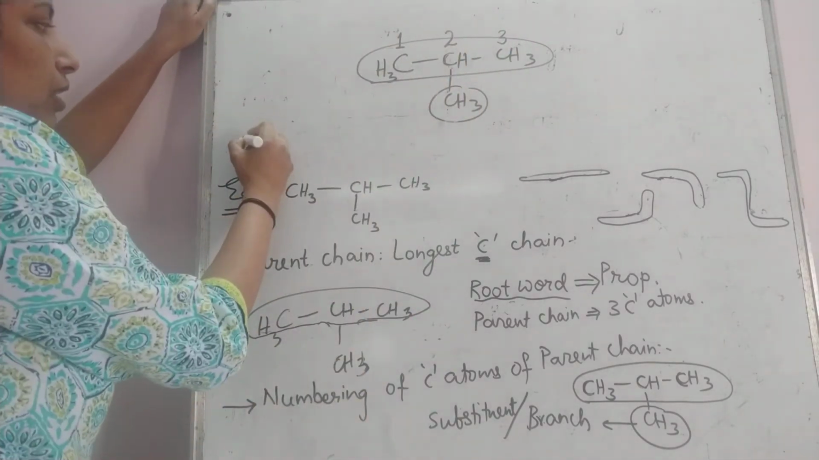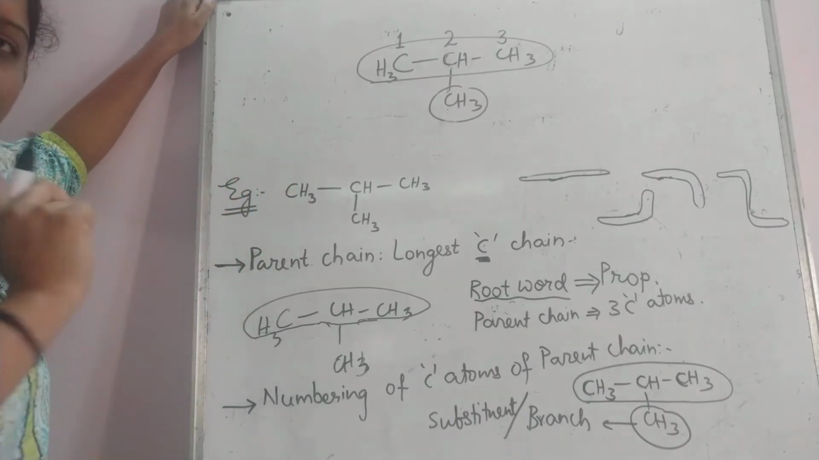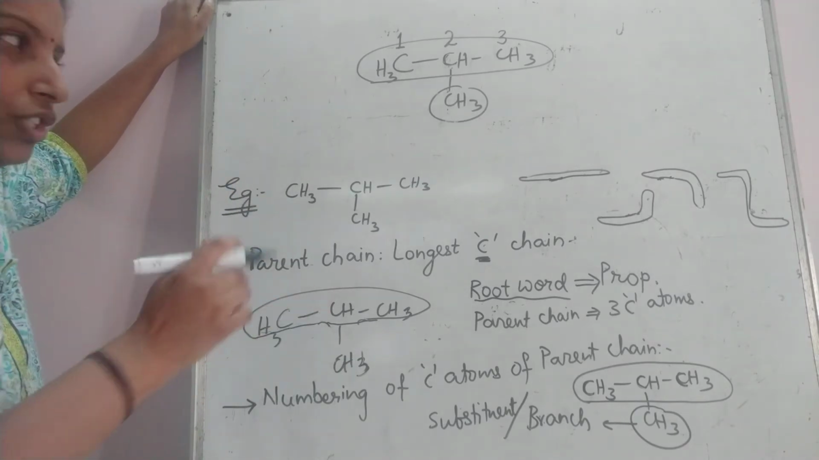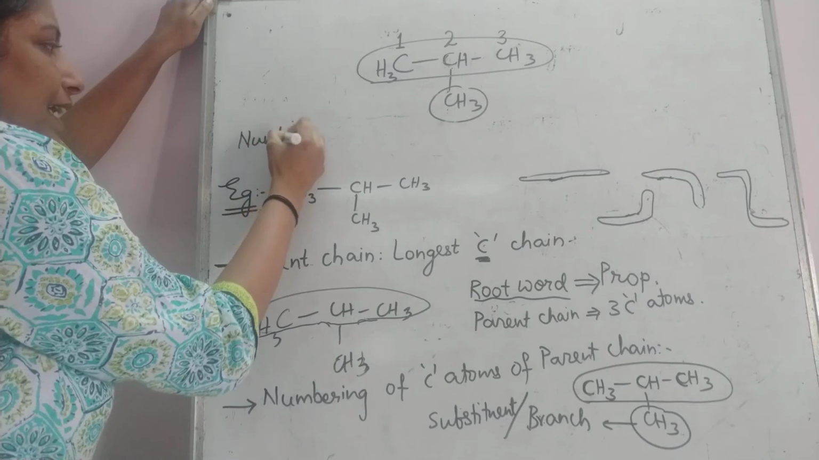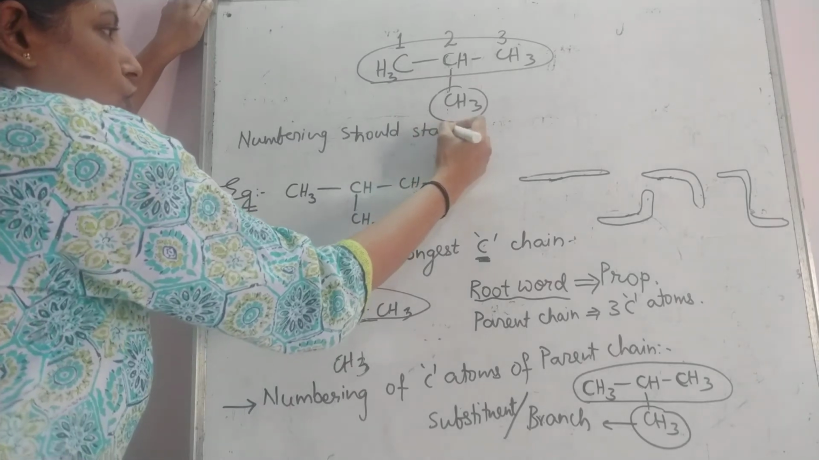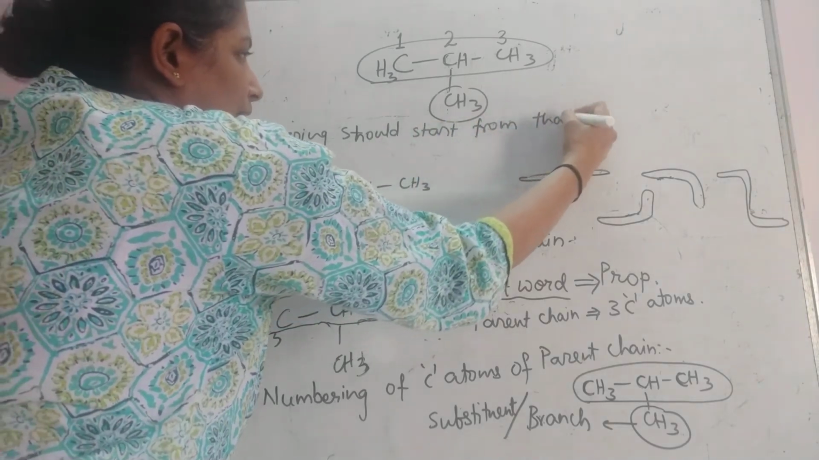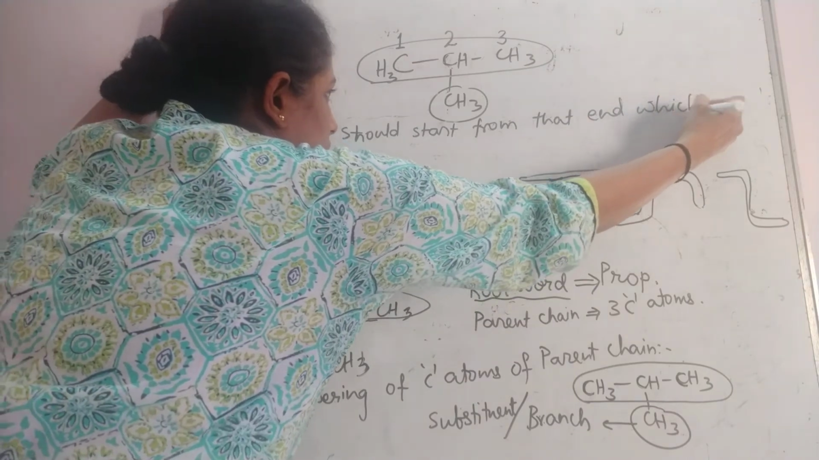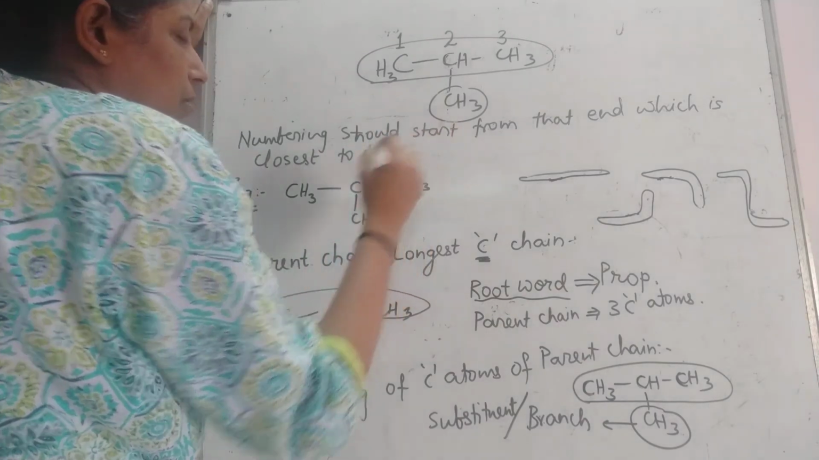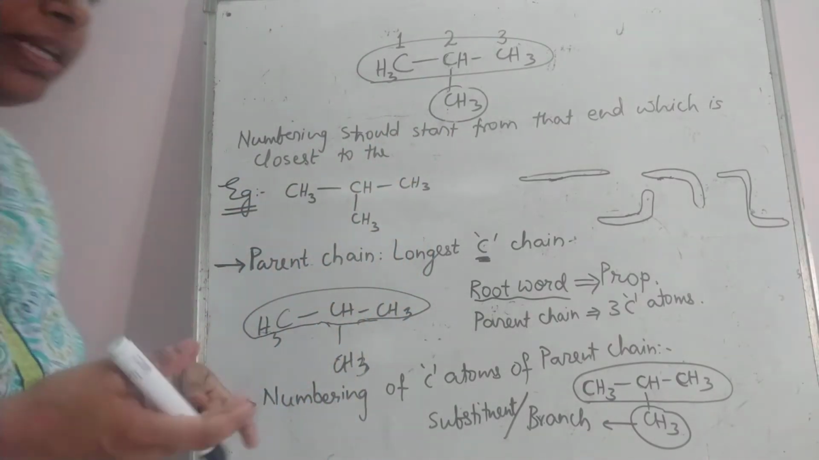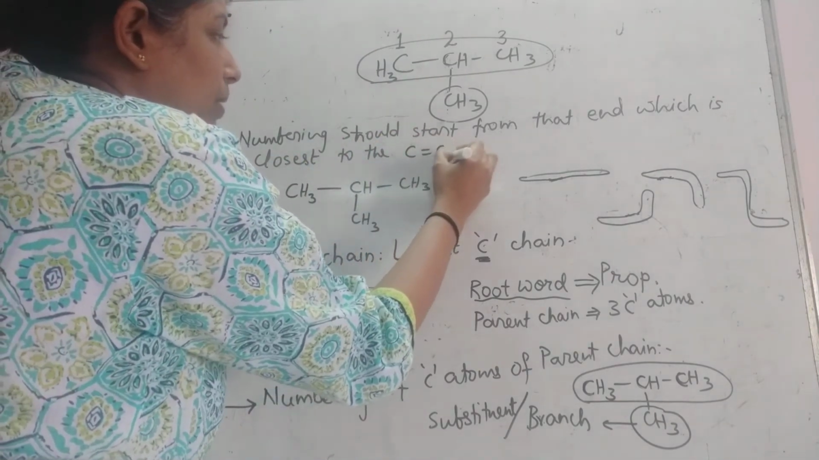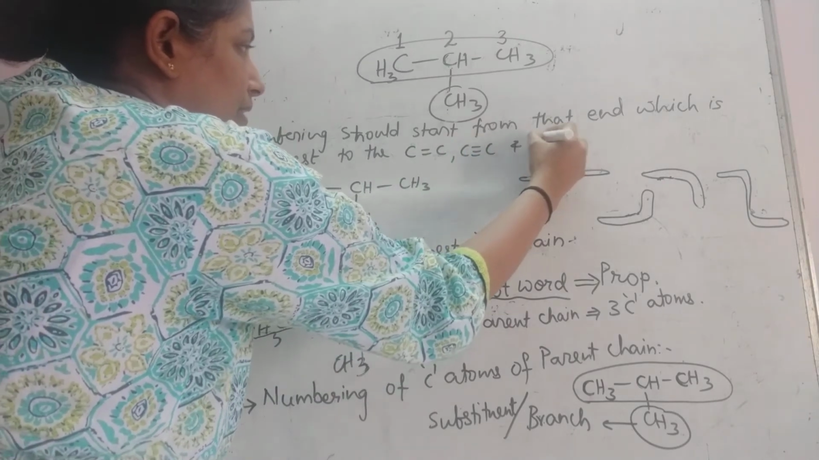What is the rule? While numbering, you should keep in mind that the numbering should start from that end which is closest to the branch. Mainly, since we are going to take up examples of doubly and triply bonded compounds, the numbering should start from that end which is closest to the carbon-carbon double bond, carbon-carbon triple bond, and the branch.